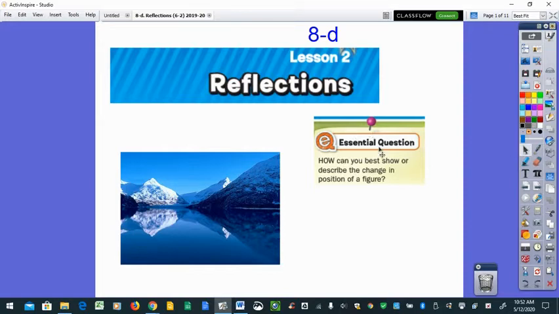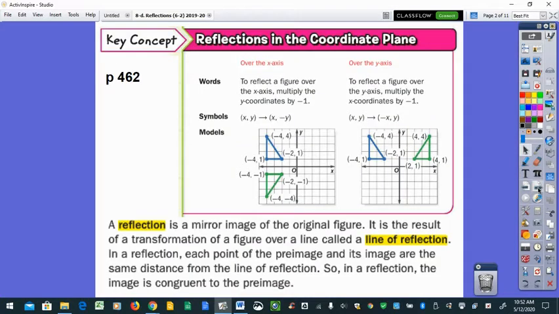So we're still working on the essential question of how can you best show or describe the change in the position of a figure. We're simply moving figures around the coordinate plane. And again, these steps would be hidden inside a computer program that is moving things around a screen. So as I look here today, we're going to talk about reflections. And basically, we're just going to look at reflecting over the x-axis and reflecting over the y-axis. So remember, y to the sky, right?